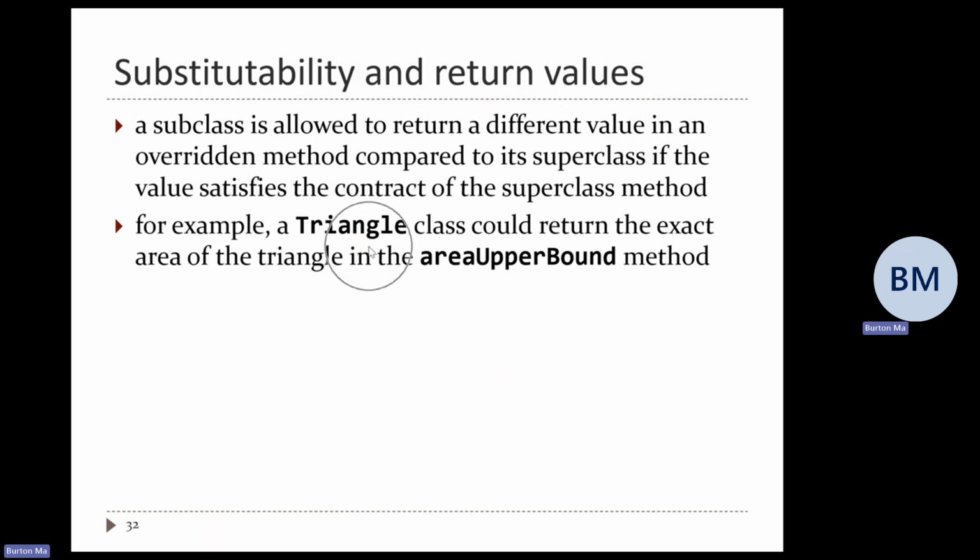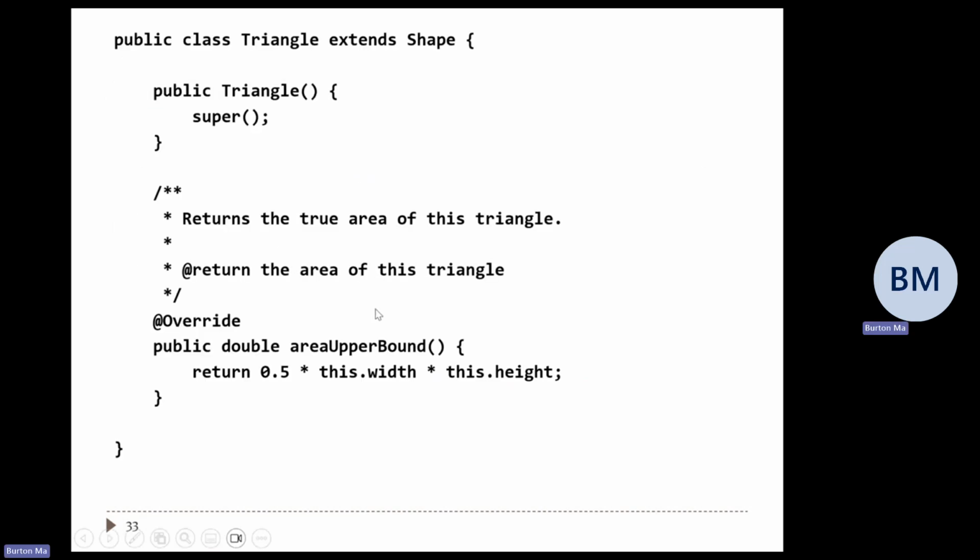So for example, you can cook up a triangle class, and you can override area upper bound so that it returns the exact area of the triangle. The exact area of a triangle is just 1/2 the width times the height. That's a different value than the value returned by the shape version of area upper bound. In fact, it's exactly 1/2 the area. But this is fine. You can return a different value from a superclass version of a method.